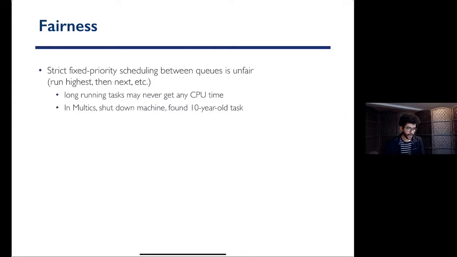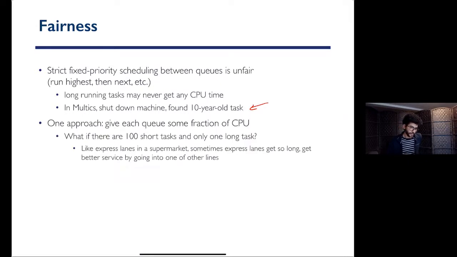OK, now a strict priority is kind of unfair because the low priority tasks are going to suffer and starve. This is an example. There was this Multics, I think, is an MIT operating system, if I'm not mistaken. And when they shut it down, they found a task that was sitting there for 10 years. So it had really low priority, and it just got starved forever.